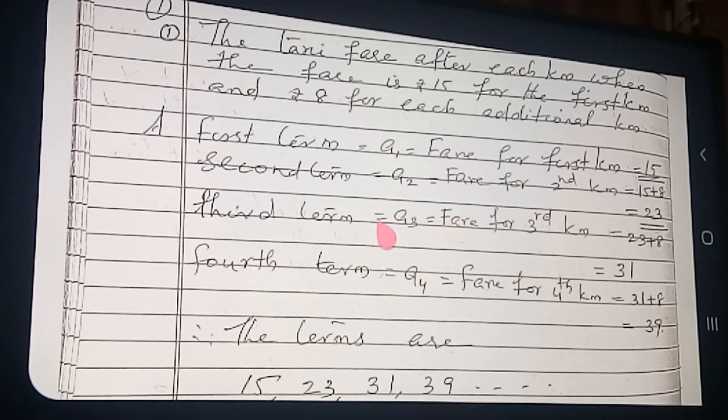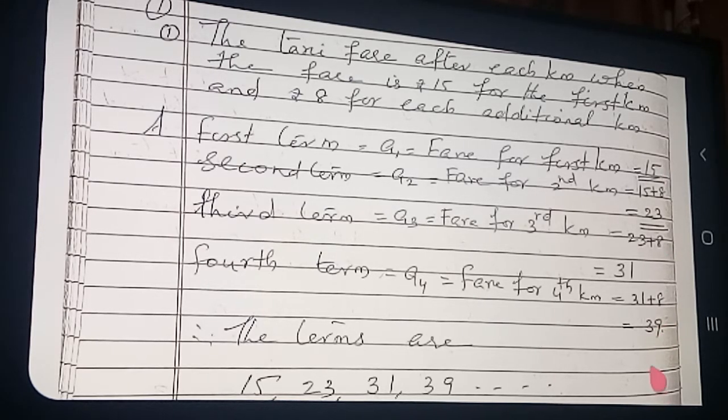And now the third term, A3. How do we get A3? Fare for the third kilometer. So how much is coming? 23 plus 8, 31. Clear? Okay, third term got now? A3 is equal to 31. And then the fourth term, A4, fare for the fourth kilometer. So how much is coming? 31 plus 8. How much came? 39. Okay.